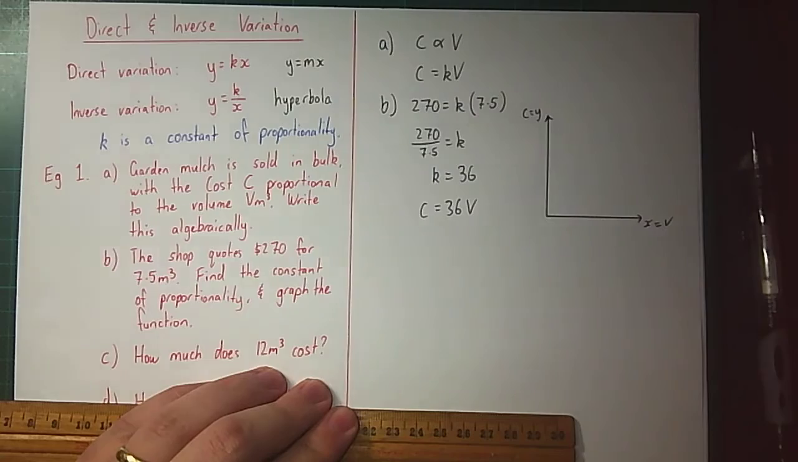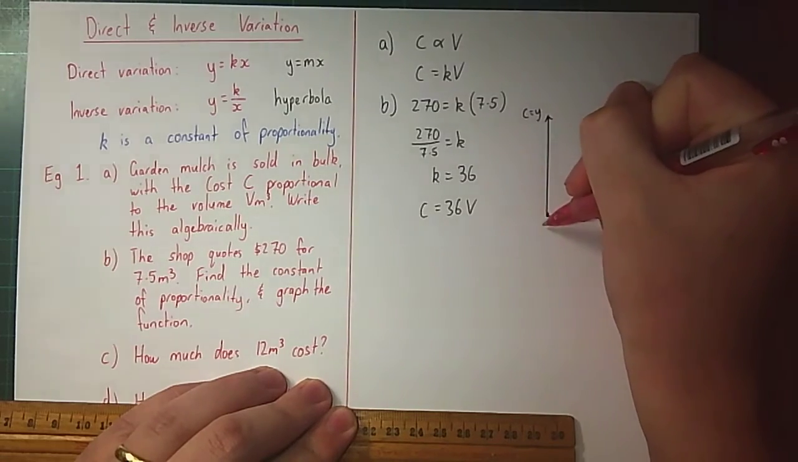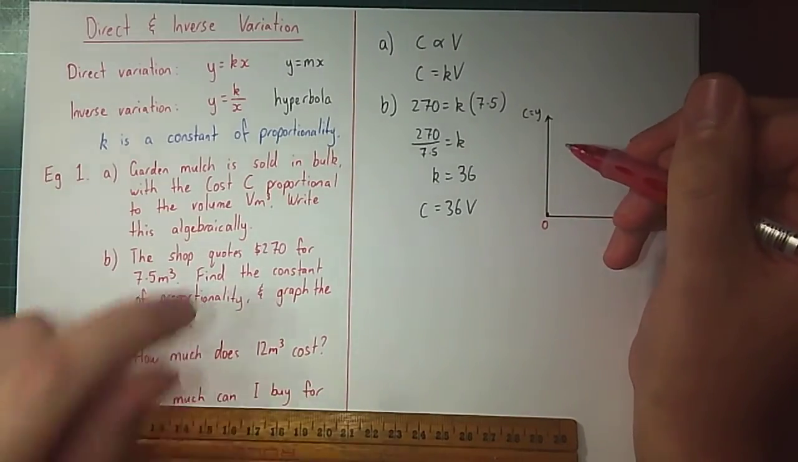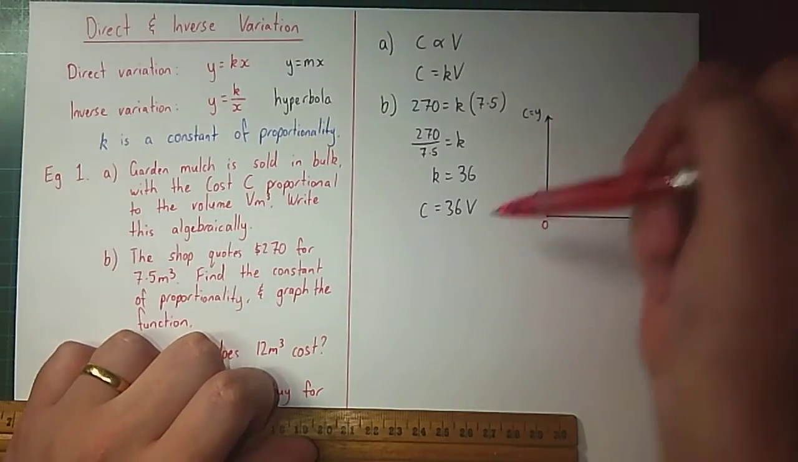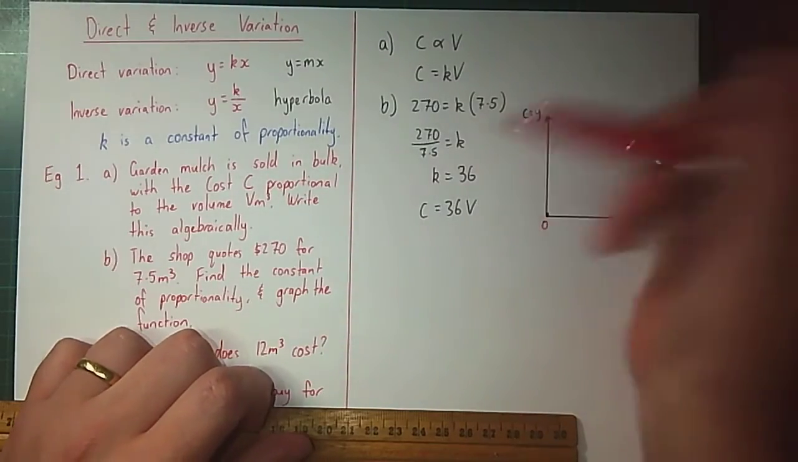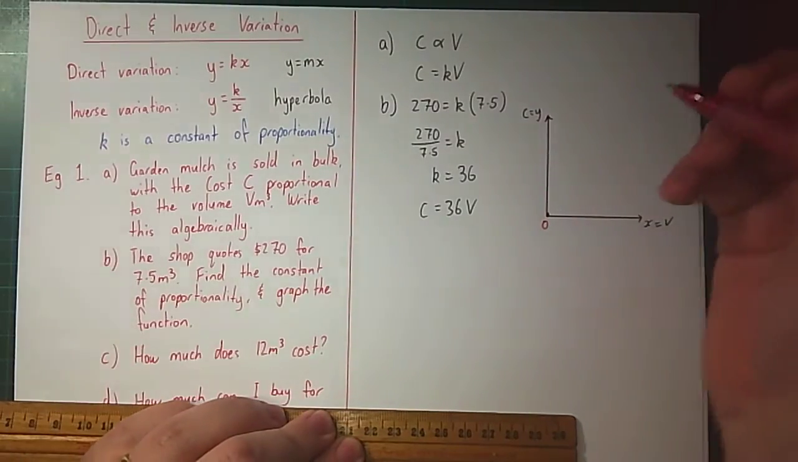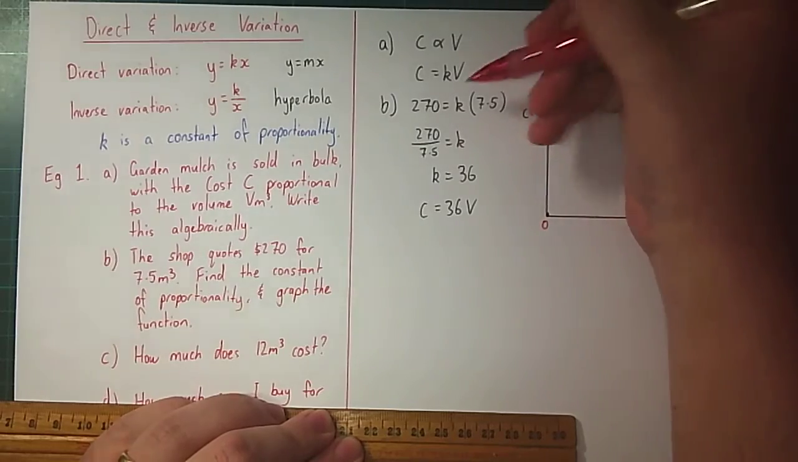For this graph, we know that it's going to start at the origin, because if it didn't, it wouldn't really make much sense. So let's substitute a value in for V and see what happens. If V is equal to 0, then C is equal to 0. So of course our first point is going to be 0. Now we could pick other values, but they've already given us one. They've given us 7.5 and 270.